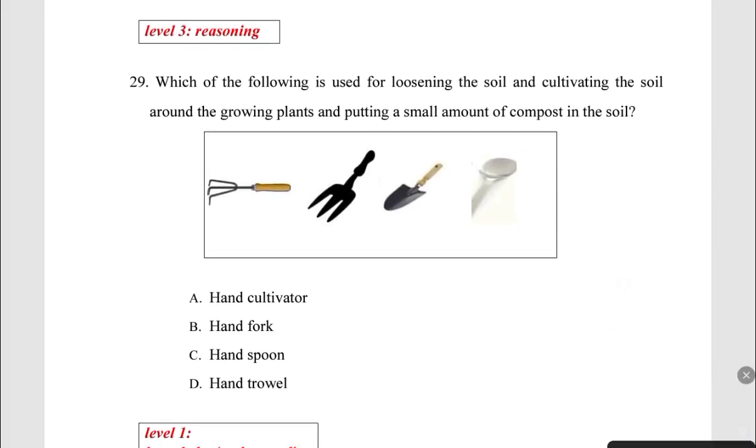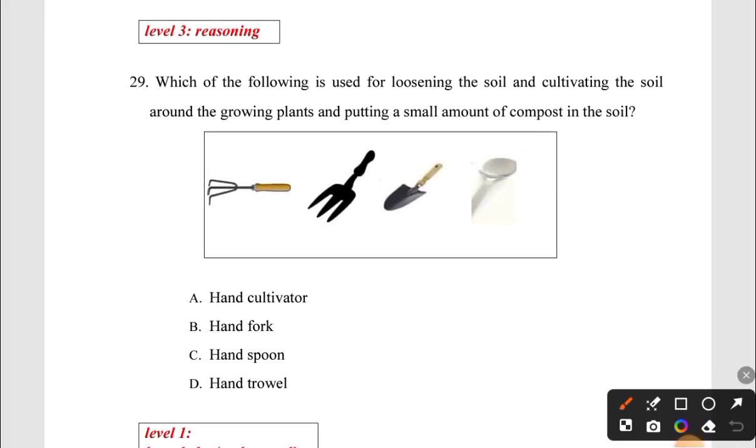29. Which of the following is used in loosening the soil and cultivating the soil around growing plants and putting small amounts of compost in the soil? We have a hand cultivator, hand fork, hand trowel, and a hand spoon. So with question 29, the answer is A, hand cultivator.